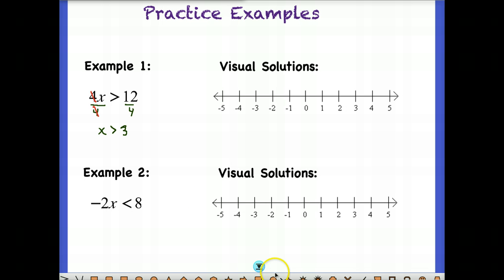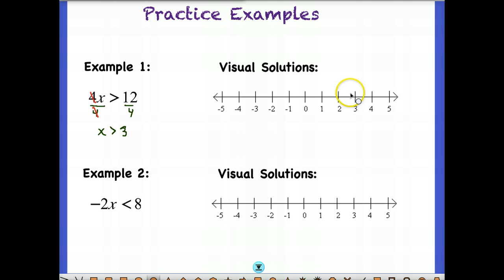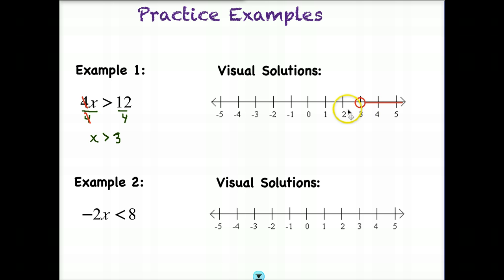Okay, so in order to graph this, I need to decide if I want an open circle or closed circle. Since my inequality is a greater than sign, that means I would need an open circle because I am not including 3 in my solution. So I will draw my circle at 3. And then we need a line. It says we need all the values that are greater than 3. Well, the numbers that are greater than 3 are going to be to the right of the 3. So I draw my line to the right, indicating that all my solutions are to the right of 3, but not including the 3, because I only want numbers that are greater than 3, but not 3.